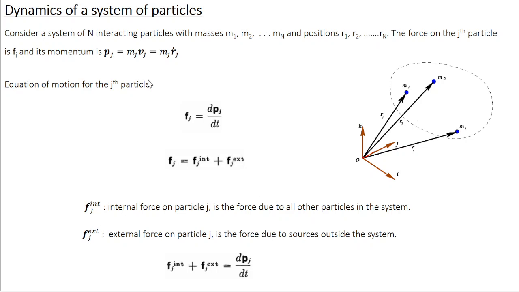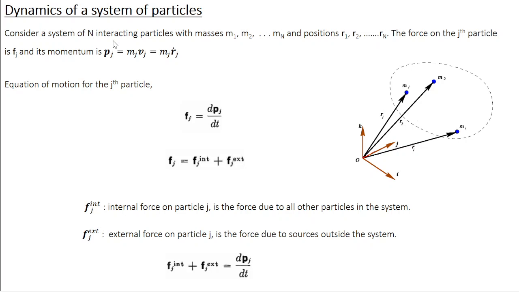Let's imagine that we have a system of n interacting particles with masses m1, m2 all the way to mn and positions r1, r2 all the way to rn. So this is a representative system consisting of 3 particles, with each mass characterized by its own position vector. Let's say the force on the jth particle is Fj and its momentum is Pj, where Pj is given by mj into Vj, where Vj is the velocity of the jth particle, or in terms of the position vector I can write it as mj rj dot.